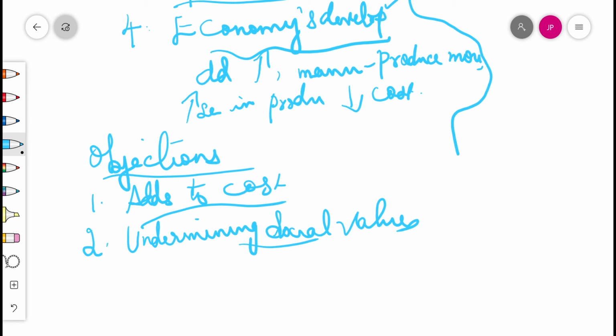Therefore, the job of an advertisement is to inform, while the final decision to buy or not to buy lies with the customers themselves. And sometimes some advertisements confuse the buyers.